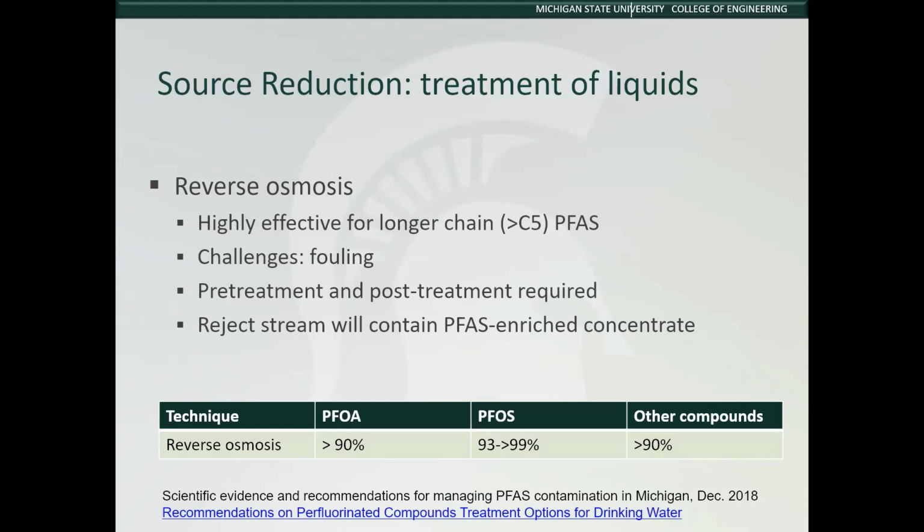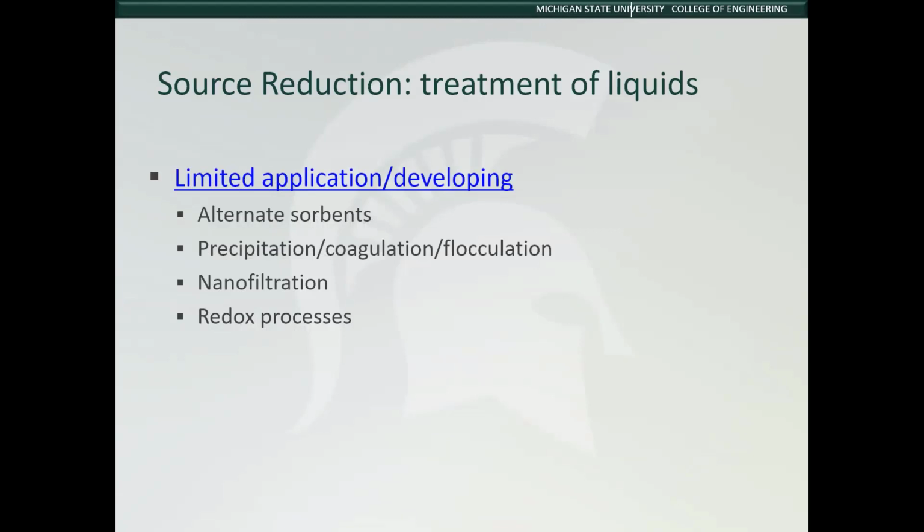from reverse osmosis. With ion exchange and activated carbon, we had a solid media that we needed to either regenerate or dispose of. Here we have a reject stream that is an aqueous phased concentrate. And you can see that with reverse osmosis in general, we get greater than 90% removal of the PFAS chemicals.